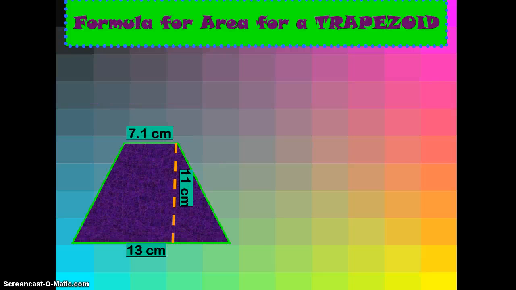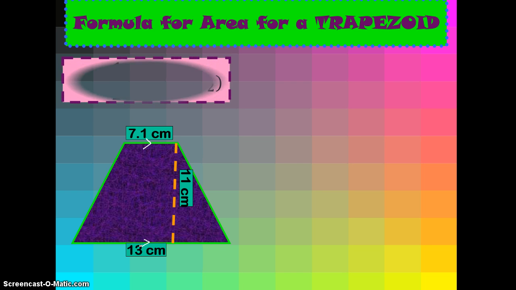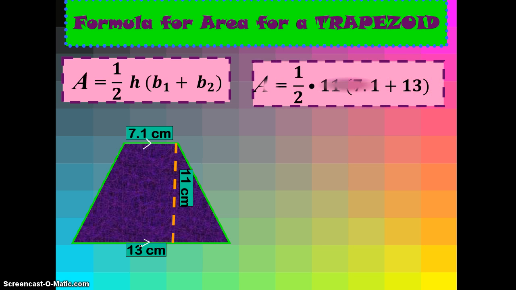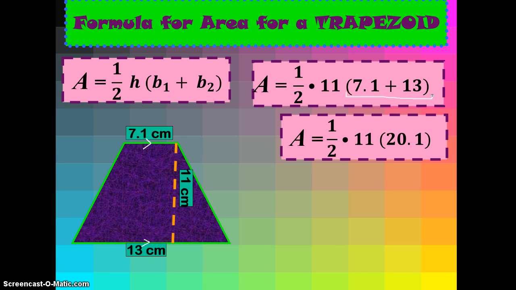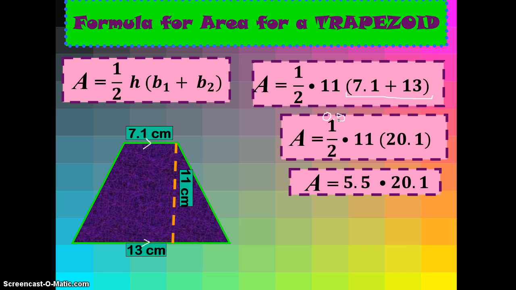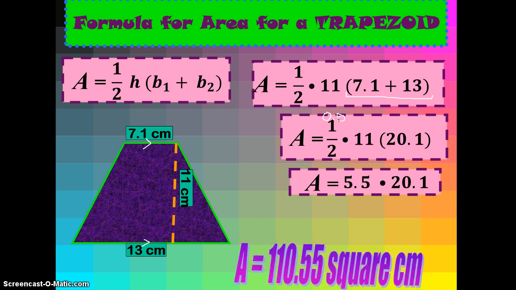And then lastly, here's our trapezoid with the measures given. Always look for those pair of parallel sides to determine which is your base 1 and your base 2. Plug them into your handy dandy formula. Use your order of operations to solve. Doing that addition first. And then in order from left to right, again, you can turn this into 0.5 if you want. You should get an area of 110 and 55/100 square centimeters.